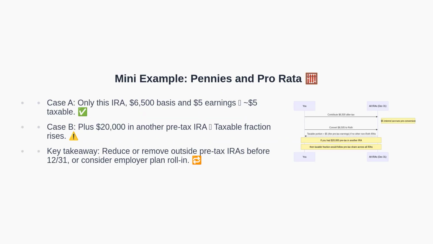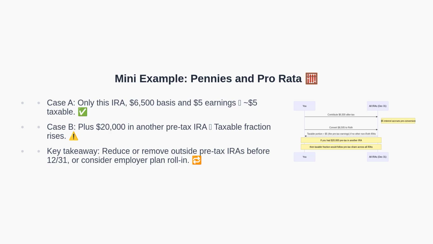Consider two cases. Case A. You contribute $6,500 after tax, $5 of interest accrues before you convert, and you hold no other non-Roth IRAs. In that case, the taxable amount is approximately the $5 of earnings. Case B. You also have $20,000 in another pre-tax IRA at year-end. Now the taxable fraction of your conversion increases because the Pro Rata Rule aggregates all non-Roth IRAs on December 31st.